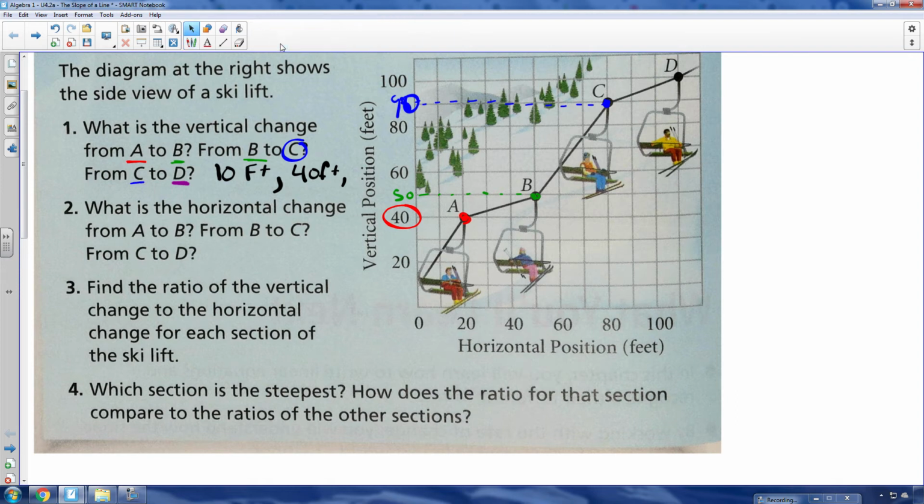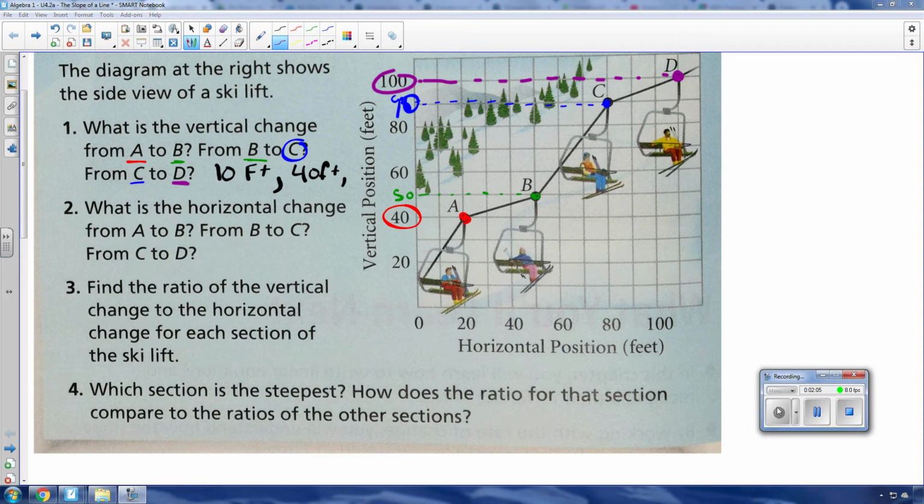And then we want to know the change in height from C to D. We're running low on colors, so we'll use purple for that, and C will be blue again. So let's look at where D is. It's over here. And what height is that at? 100, right?